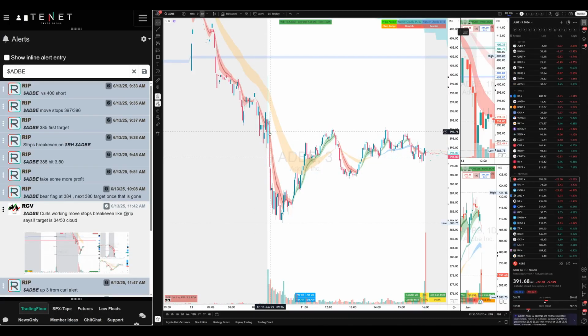It was at 394, 395. And as it started to flush, we moved the stops to 397, 396. I gave the target of 385. We hit our 385 target and it even got a little bit more. So you see that since I told the traders to short, we got almost $10, right?